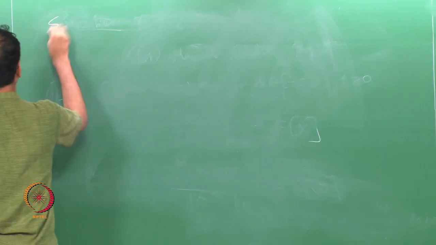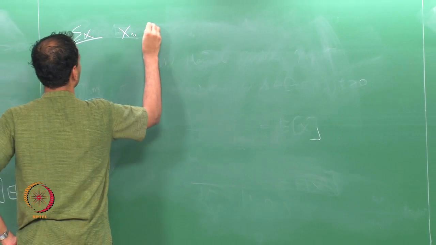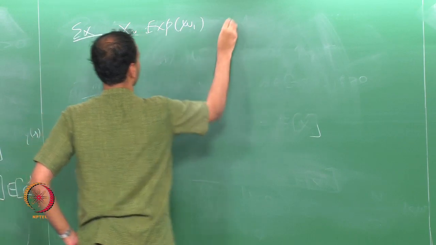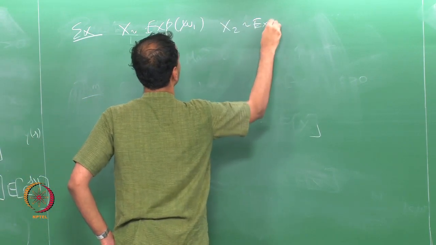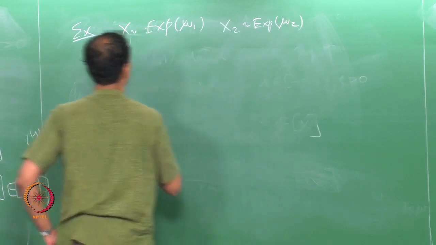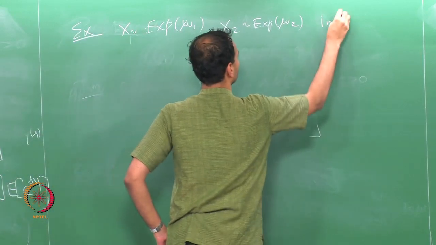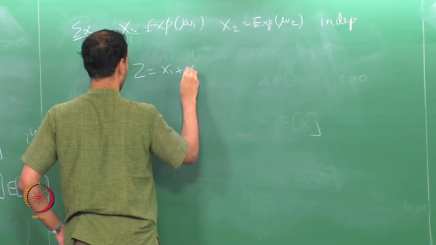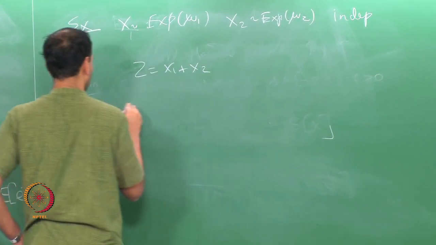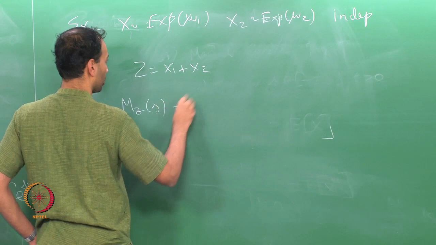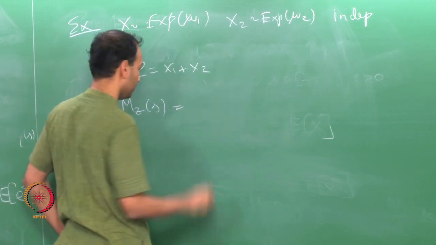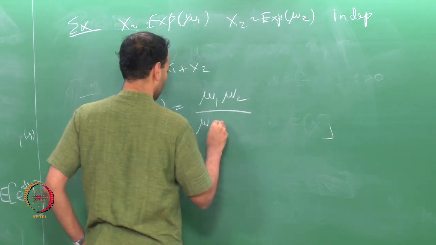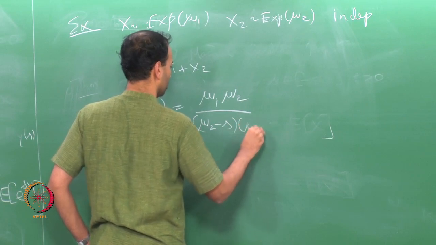So, for example, if X1 is exponential with parameter mu 1 and X2 is exponential with parameter mu 2, and X1 and X2 are independent, and Z is equal to X1 plus X2, then M_Z(s) will be the product of the two moment generating functions, which will be mu 1 mu 2 over (mu 2 minus s) times (mu 1 minus s), right.